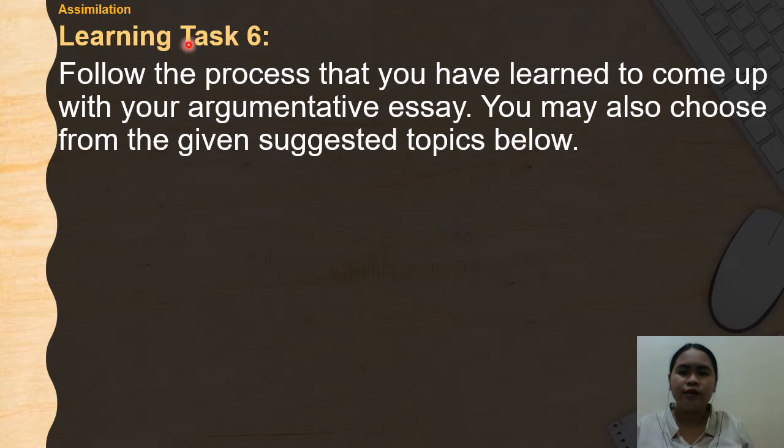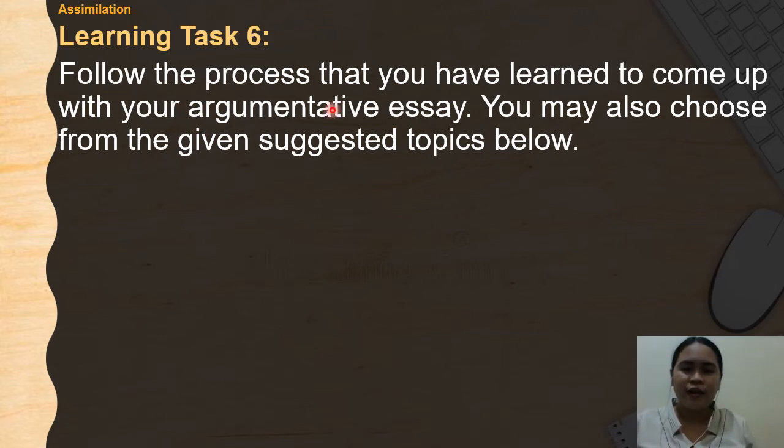Next one, learning task number 6. Follow the process that you have learned to come up with your argumentative essay. So, based on what you have learned last week, ano ba yung pagkakaiba ni persuasive writing kay argumentative? Again, hindi based on your own emotions or feelings lamang ang gagawin yung essay. Hindi ka magko-convince ng readers just on your feelings or emotions sa argumentative. Again, based from facts, evidences, and researches.